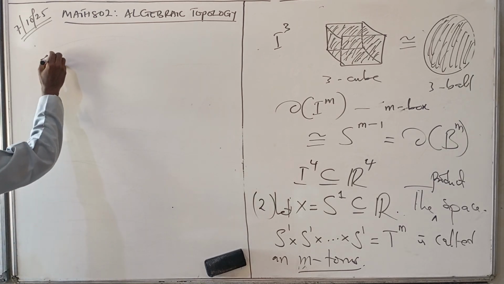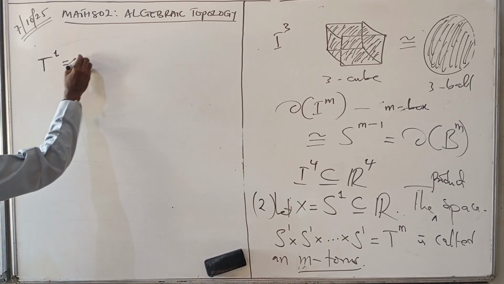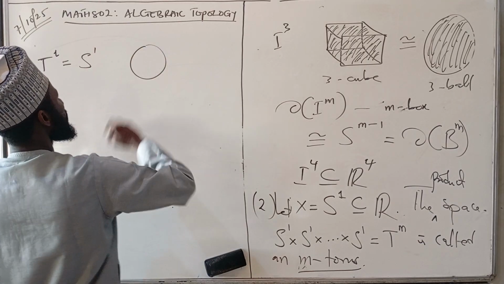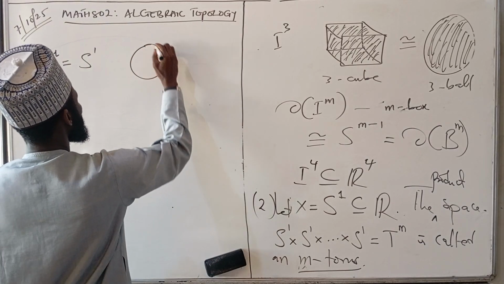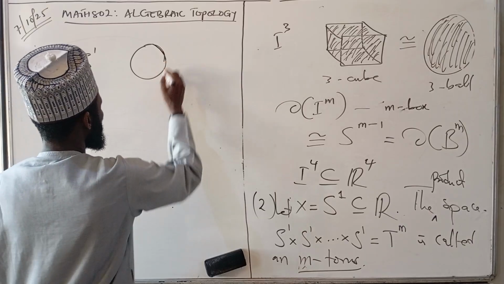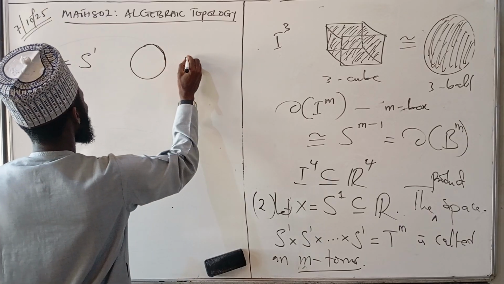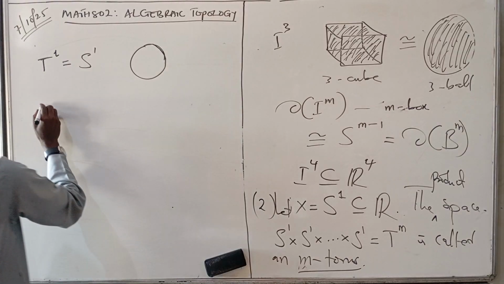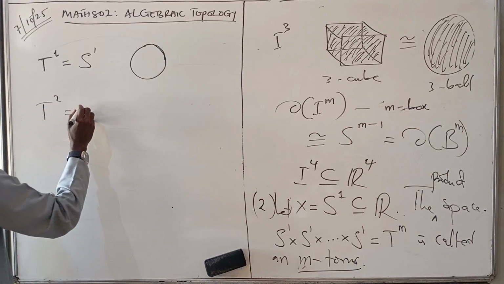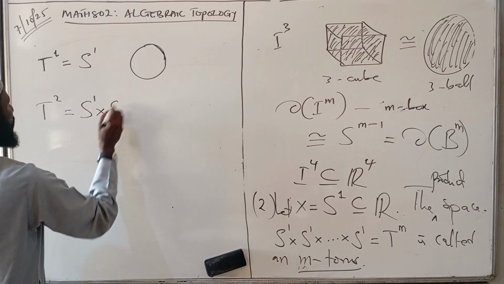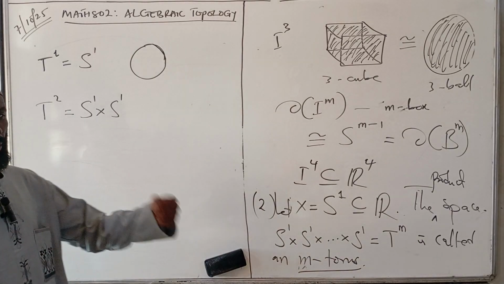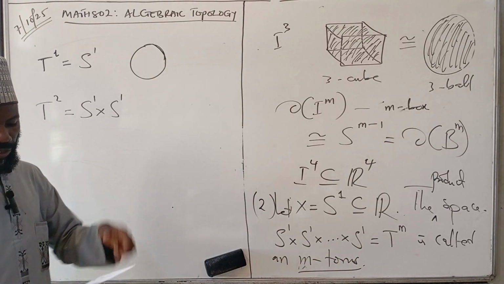So T1 will be what? The cycle. It's just a cycle. That is T1. A torus of dimension 1 is just a cycle. And then a torus of dimension 2 would be S1 cross S1. How does this look? It's like you are multiplying a cycle by itself.